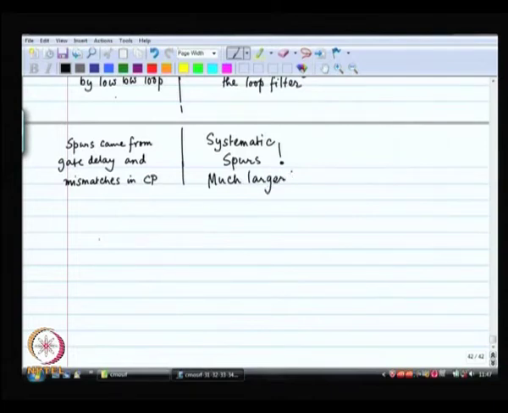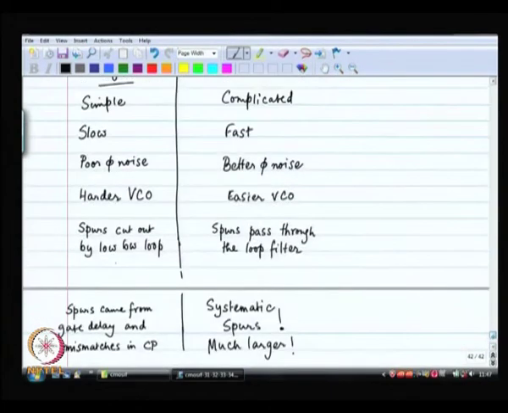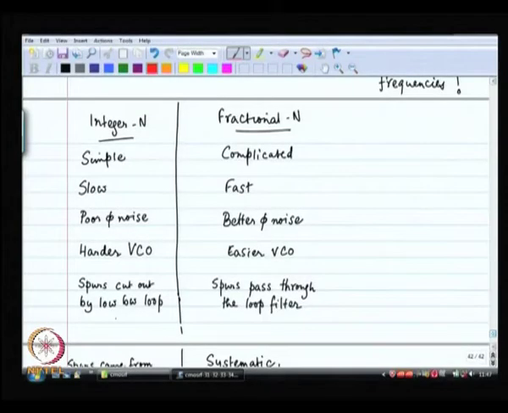So, therefore, we need to seriously think about what can be a better way to do this division by n and n plus 1. So, you see over here for the fractional n, I like the fractional n because it is fast, it has better phase noise, I can make an easier voltage controlled oscillator. These are the reasons I like it, okay?